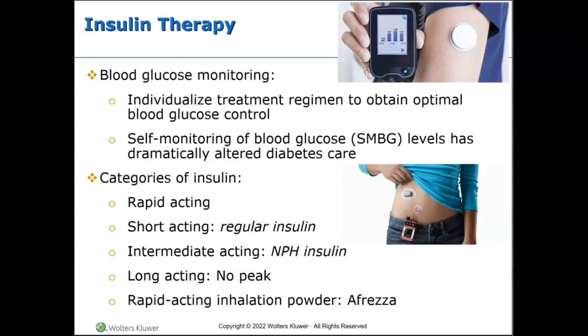And of course, in the beginning, when someone is newly diagnosed, this can take time to get the right regulation of diet and or insulin, right, to ensure that the patient's managed effectively.